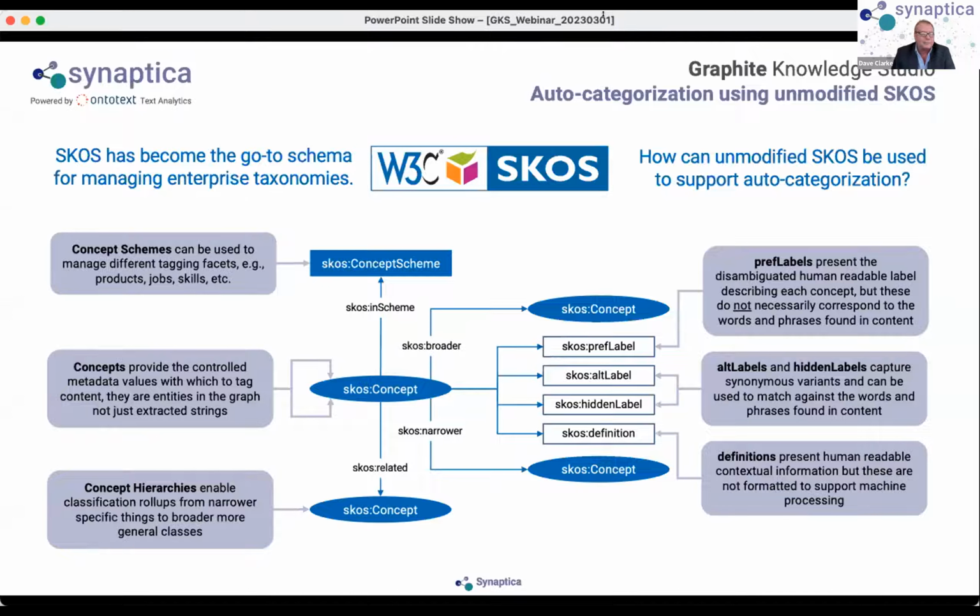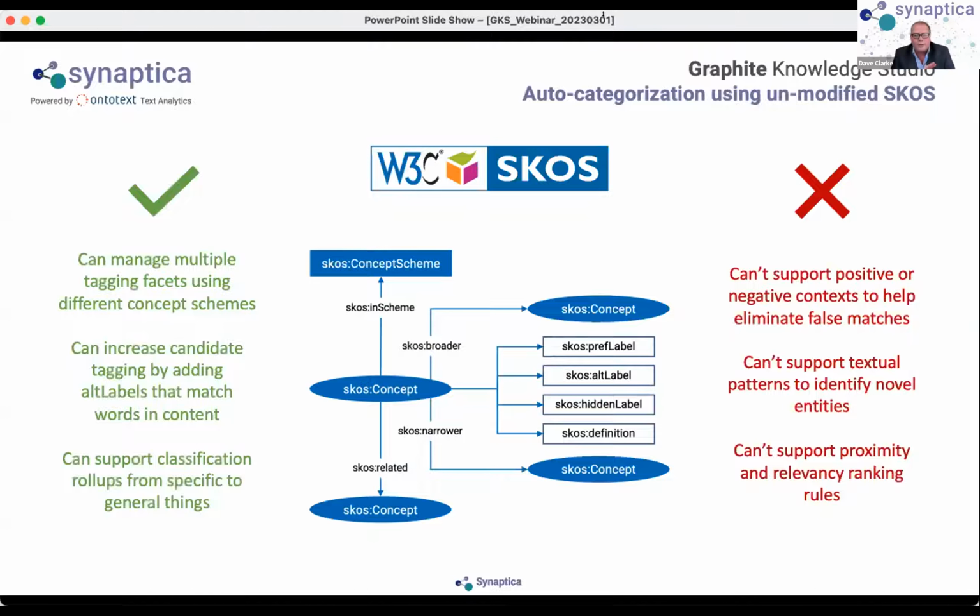Definitional notes and scope notes, other kinds of notes in SKOS, they're all there, they're all helpful, they give context, but they're giving human readable context that's not really easily used by machines. So let me summarize where we're at now with SKOS, which is the go-to taxonomy management schema, and categorization.